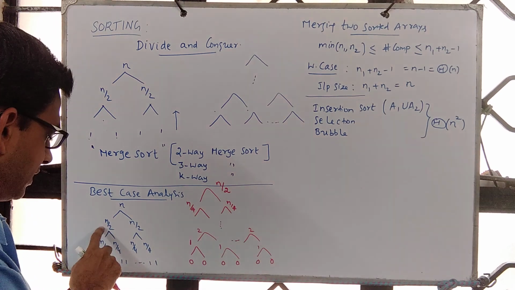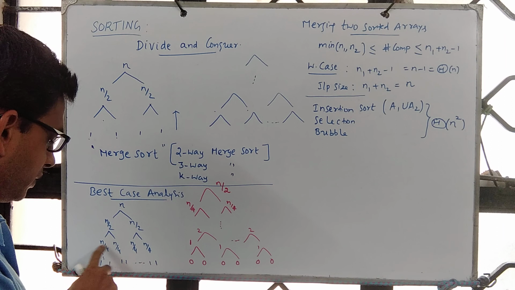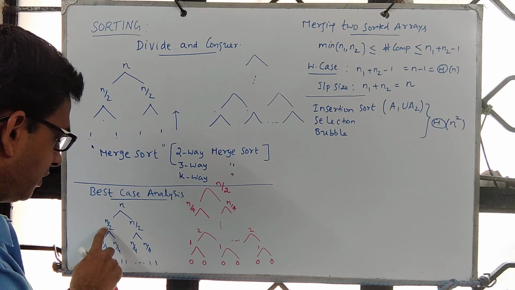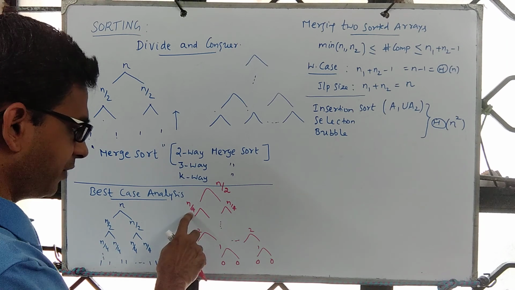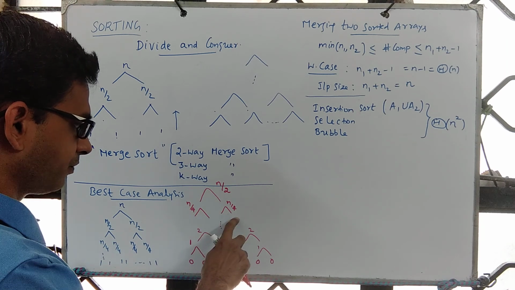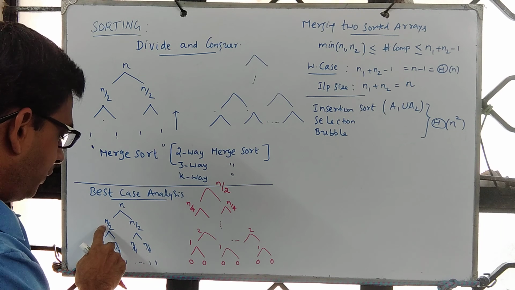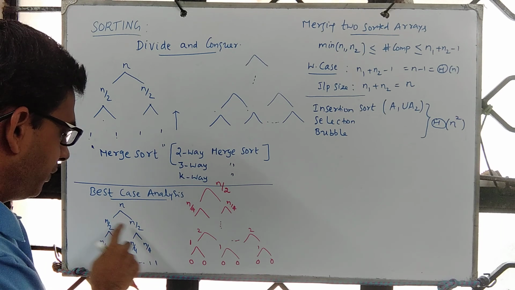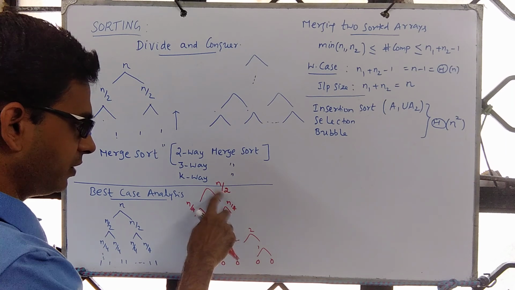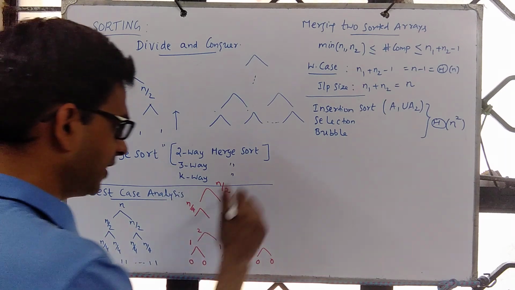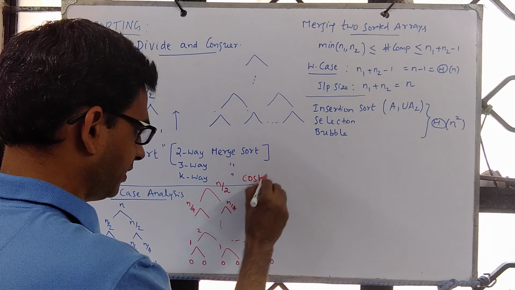So when you come to this stage, you have two sorted arrays of size n by 4, n by 4. So the cost to get a sorted array of size n by 2 is n by 4. Again n by 4. Now you have sorted arrays of size n by 2, n by 2, to merge them it is min of n by 2 comma n by 2. So it is n by 2. So this is our cost tree or computation tree.